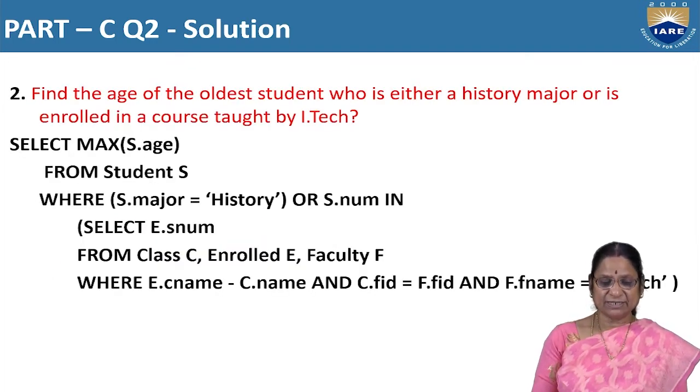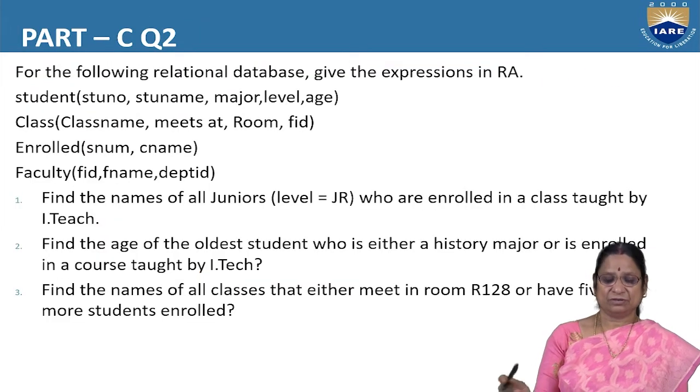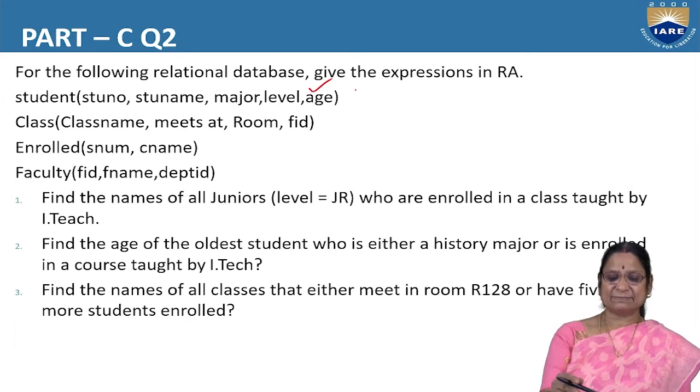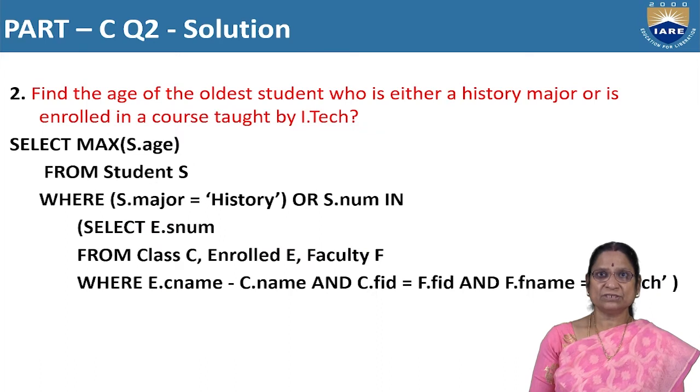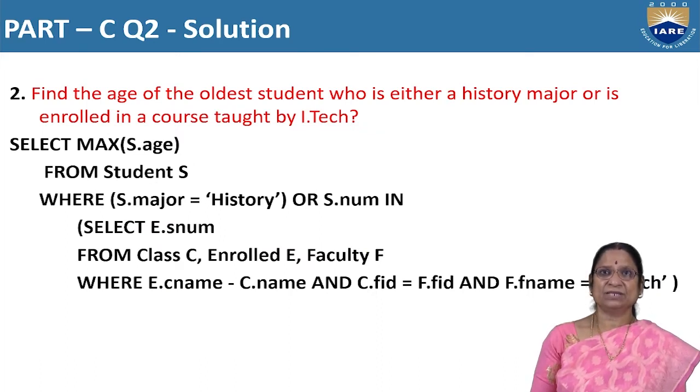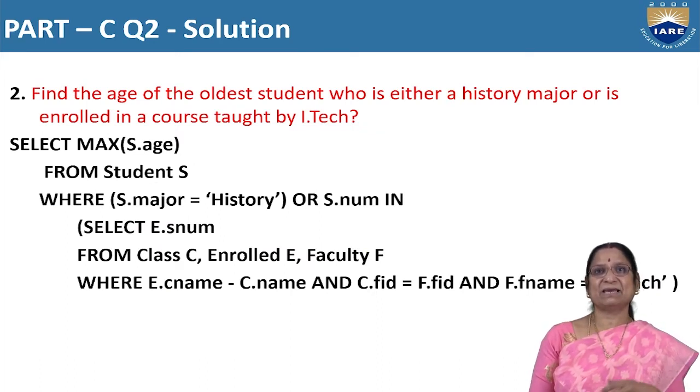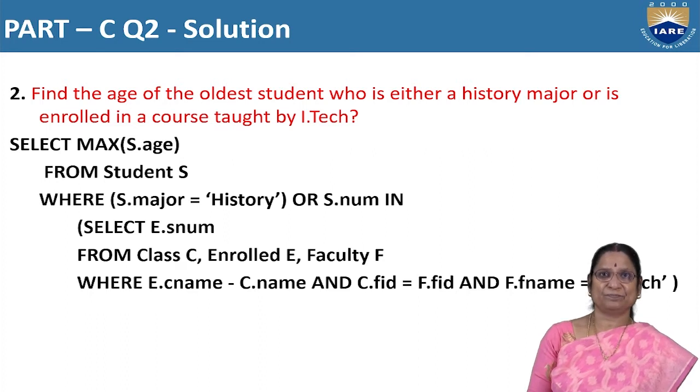The second one is: find the age of the oldest student who is either a history major or enrolled in a course taught by I teach. Oldest student means more age. So the age is there, so the maximum age of a student must be identified. So what is the question? First we have to find out the age of the oldest student. That is maximum of student age.